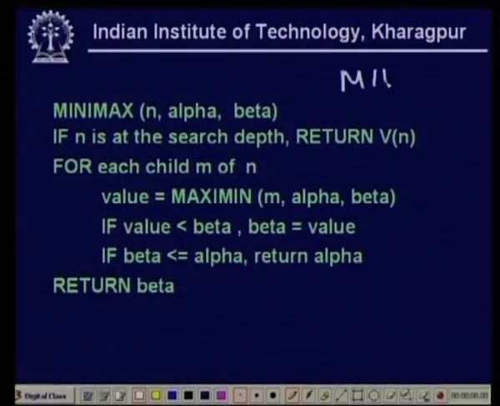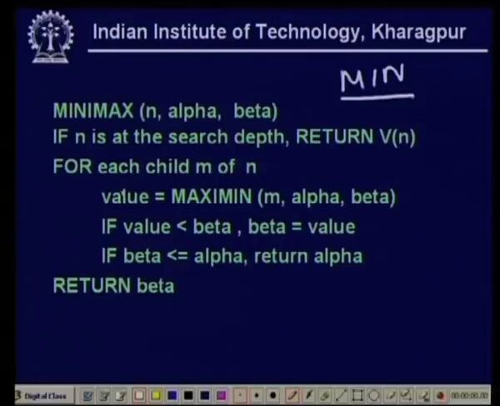At a min node, we do minimax, which is just a symmetrical function. Minimax of a min node again takes alpha and beta. So, beta is the beta value of this node, alpha is the alpha value of its max ancestor or max parent. So, if n is a leaf node, we return V of n.